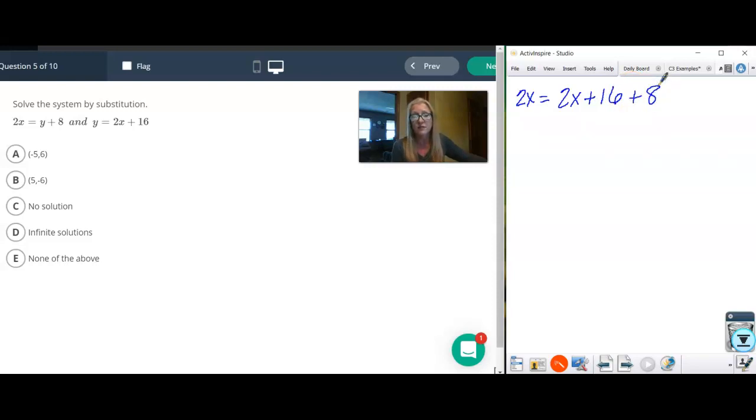Then you would solve that and see if you get a true statement, a false statement, or maybe this is the one that has a real solution. I'm not going to tell you.